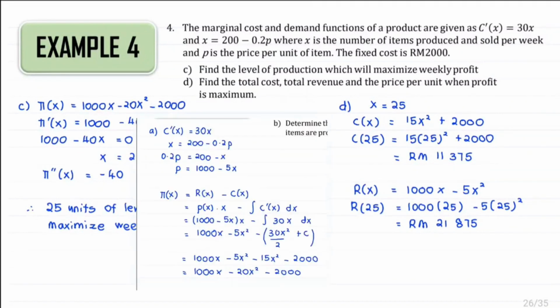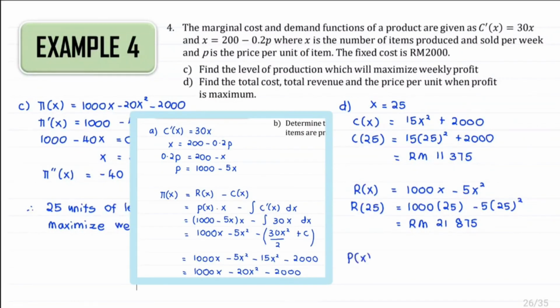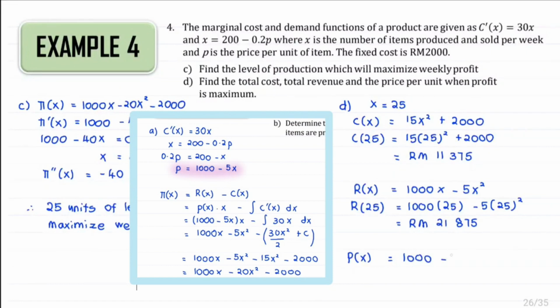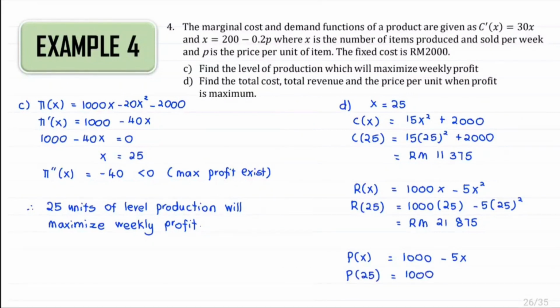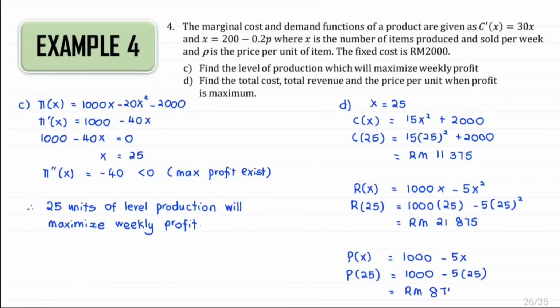And last, we find the price per unit. Price per unit is P(x). For the function P(x), using the previous answer, we get 1000 − 5x. So we find P(25). Then we get the answer 1000 − 5 times 25, which equals RM 875.